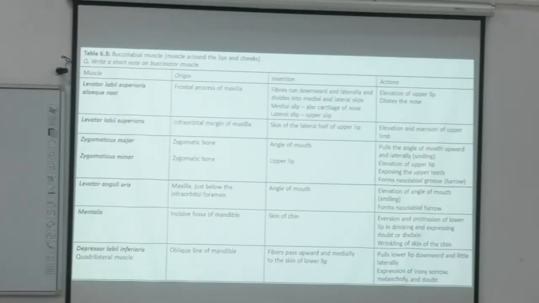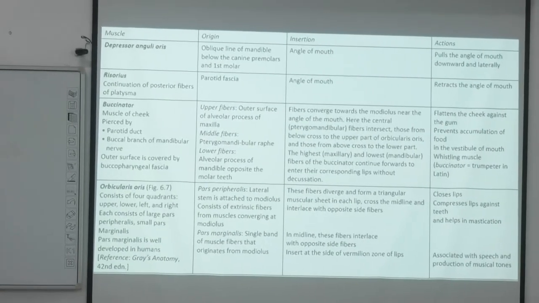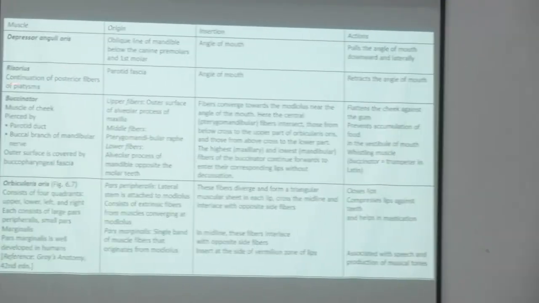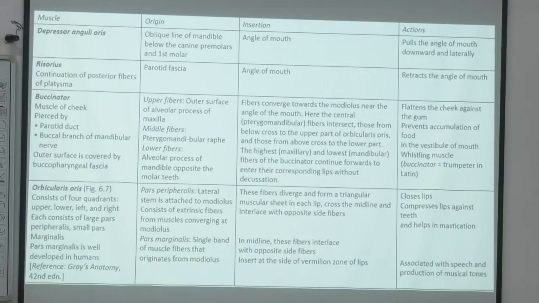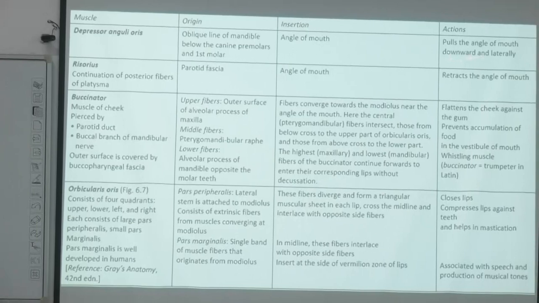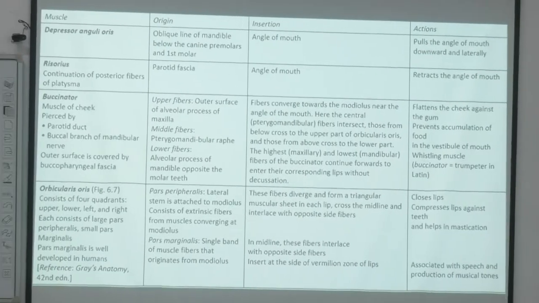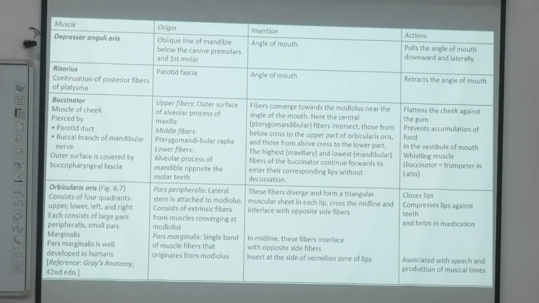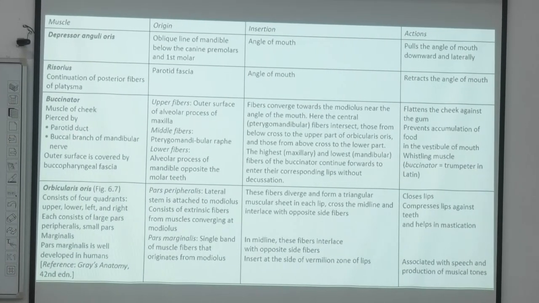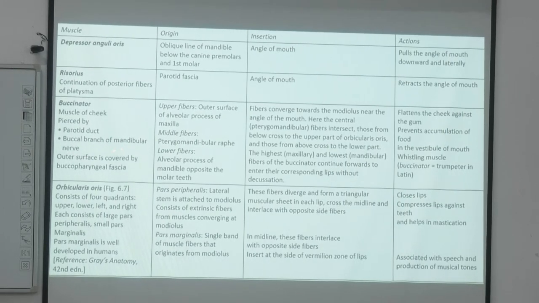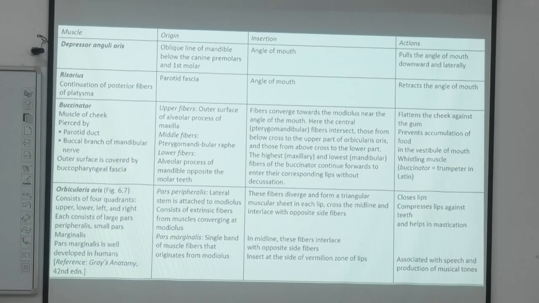Next, it is a continuation of the posterior view. Depressor anguli oris pulls the angle of the mouth downward and laterally. Then buccinator. It is the muscle of the cheek and it is pierced by the parotid duct, and supplied by the buccal branch of the mandibular nerve. Its outer surface is covered by the buccopharyngeal fascia.